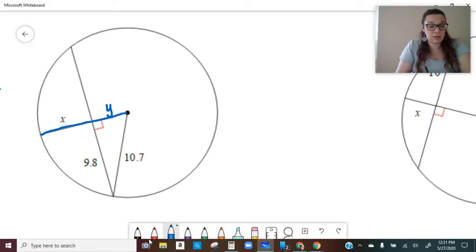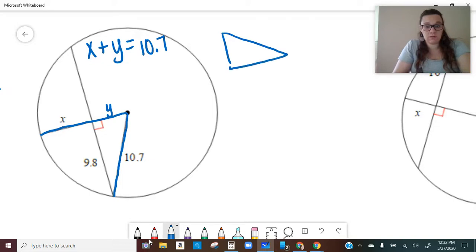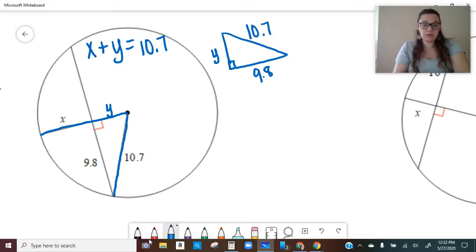That's a radius. And we also already have the radius is 10.7. So if I can solve for y, and I know x and y together make up a radius, just 10.7, I could use that. So let's solve for y first with this right triangle. So I'm going to rewrite my right triangle. You don't have to do this part if you don't want. But I've got y as my height, 9.8 as my base, and my radius is 10.7, or the hypotenuse.